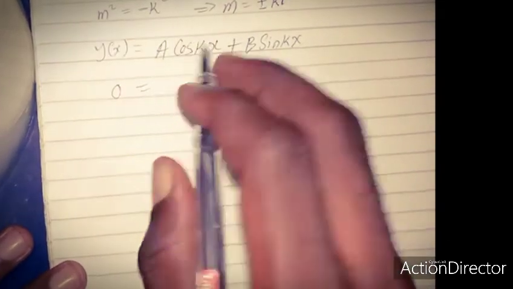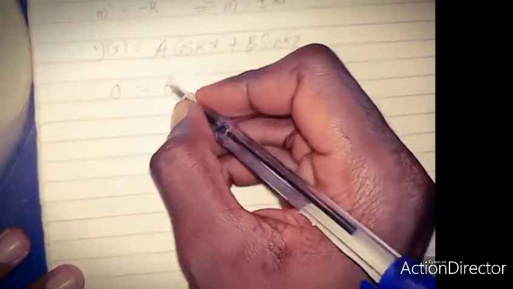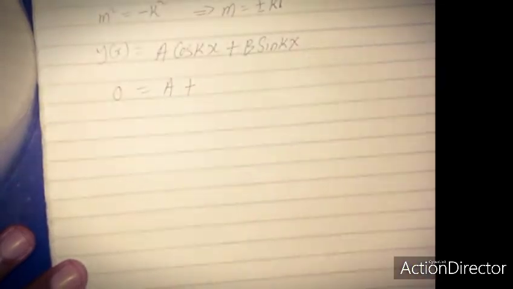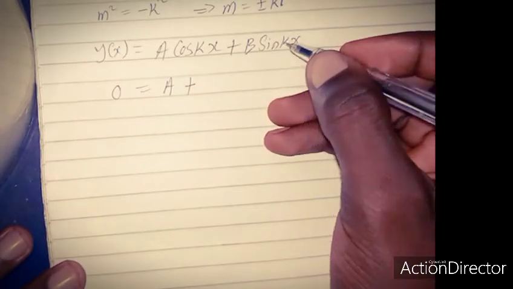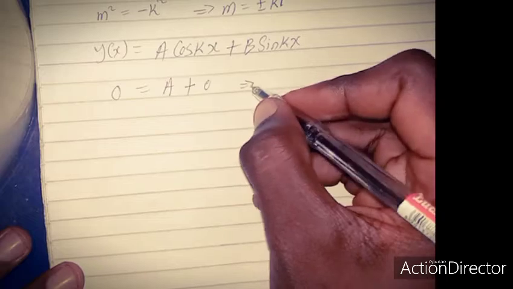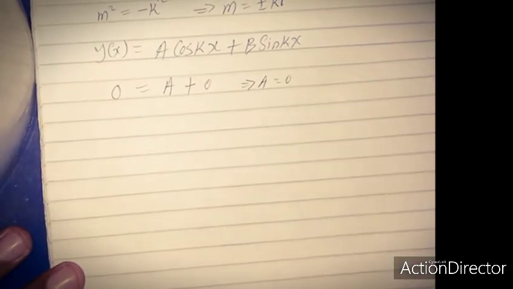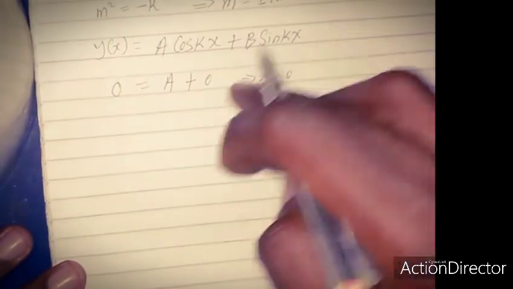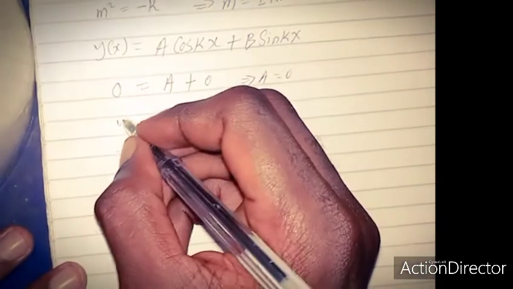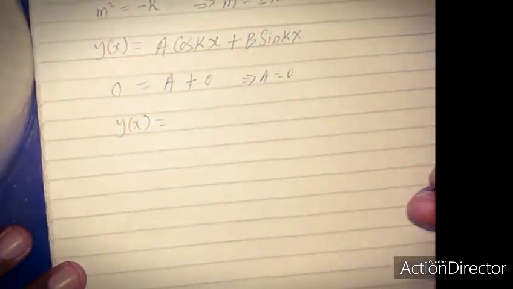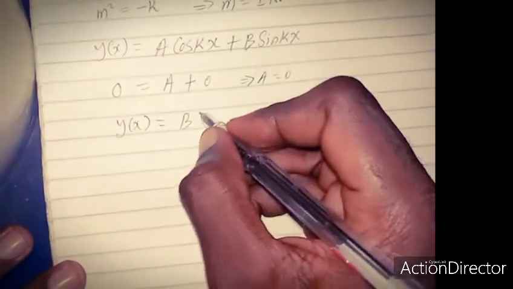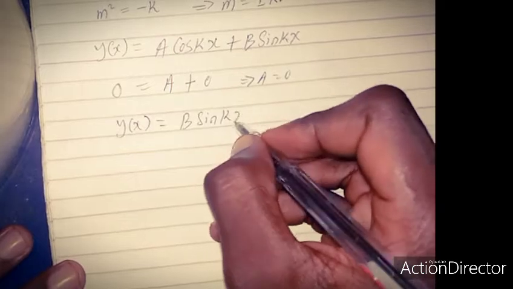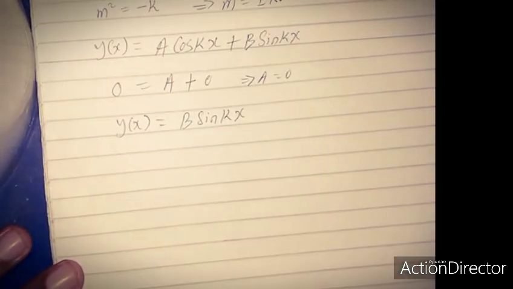Cos 0, and we all know that cos 0 is 1, so this will be a plus sine 0, which will be 0. Automatically my a is 0. I told you that you should write your y of x in terms of your new answer. Now a is equal to 0, so I will write my y of x equals b sine kx before I test for the second condition.